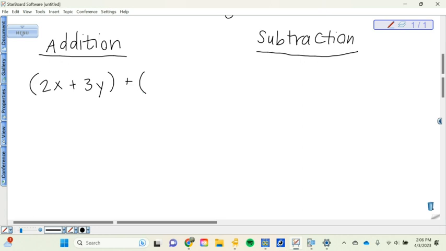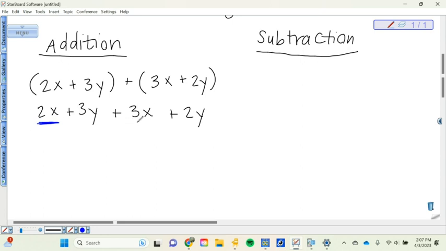Give me another binomial. Perfect. What did we say? What's our first step when we add polynomials? Get rid of the parentheses. Get rid of the parentheses first. What's the next step though, Ante? That's okay. 2x plus 3y plus 3x plus 2y. And now what do we do, Ante? Find the common, the like terms, right? What's the like term with this 2x? 3x. And what's the like term with the 3y? 2y. What's 2x plus 3x?